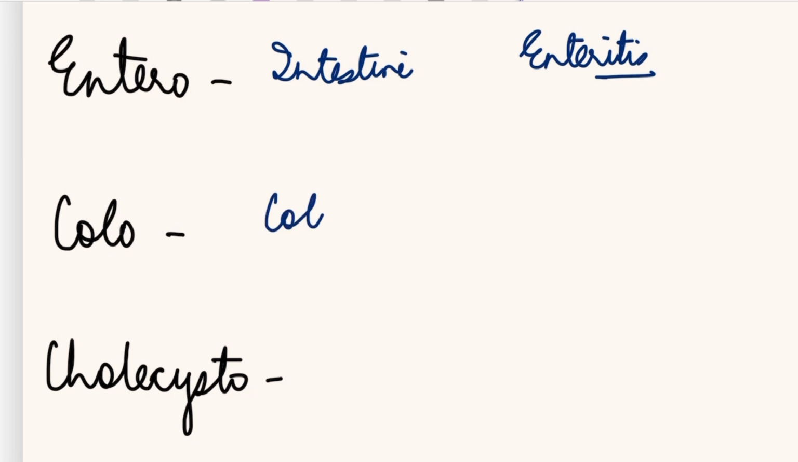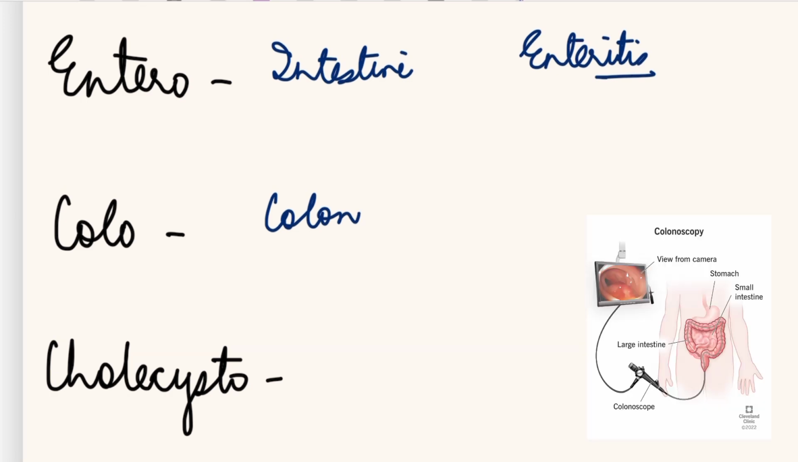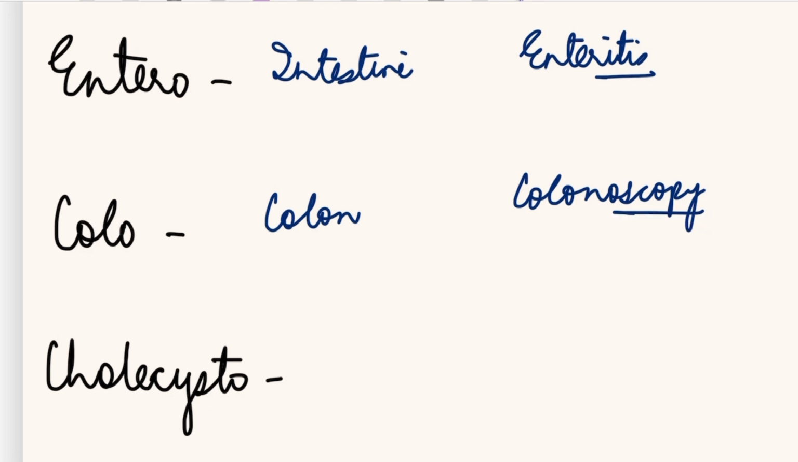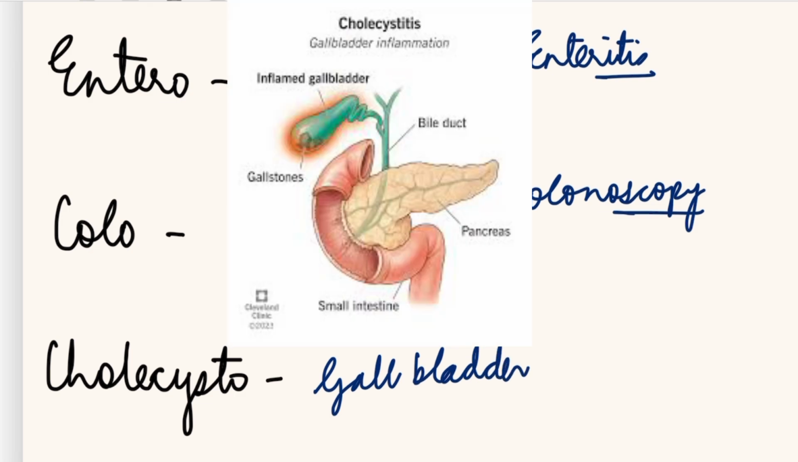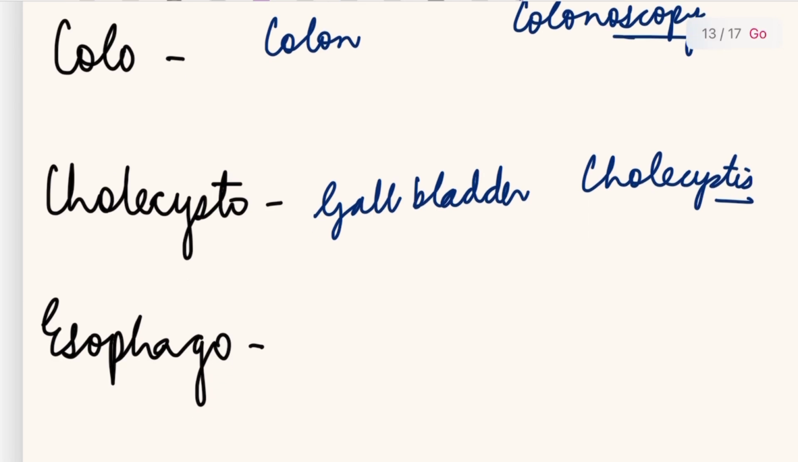Colo is colon. The word could be colonoscopy. The scopy means examination. So colonoscopy is the visual examination of the colon. Then cholecysto, it is gallbladder. The word is cholecystitis. Again, cholecystitis is a very common clinical condition. Again, itis means inflammation. I think you can guess the word.